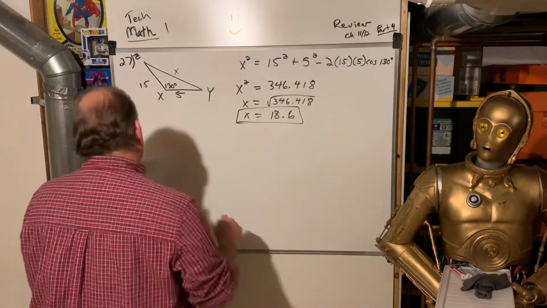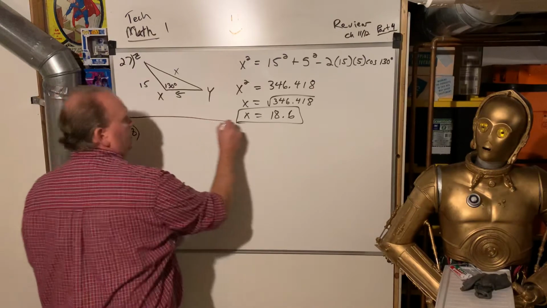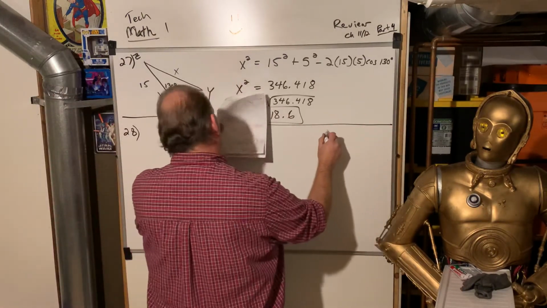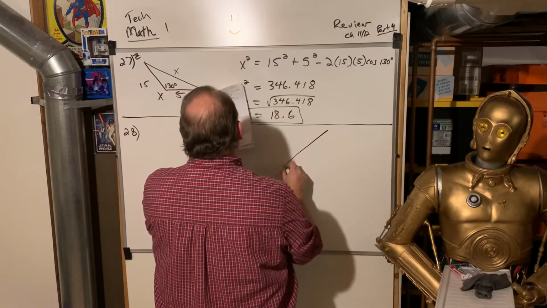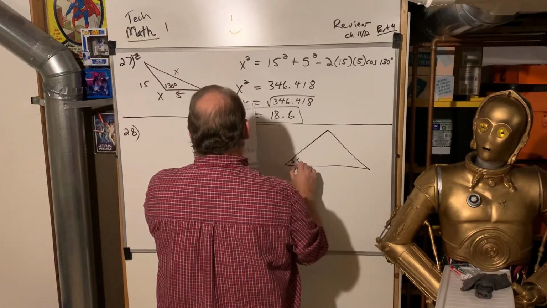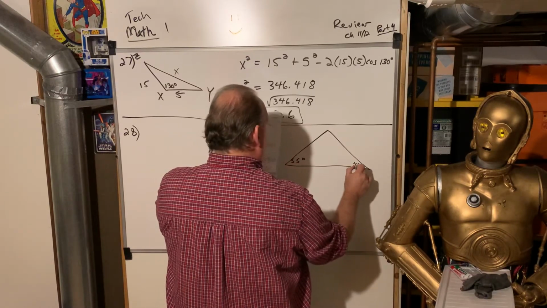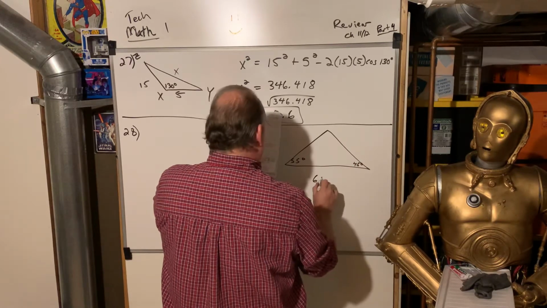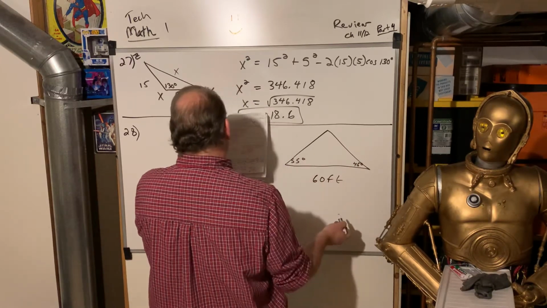So here, let me draw the pretty picture for you. Over here. So they got this is 55 degrees, this is 45 degrees. Got the whole length across the bottom is 60 feet.